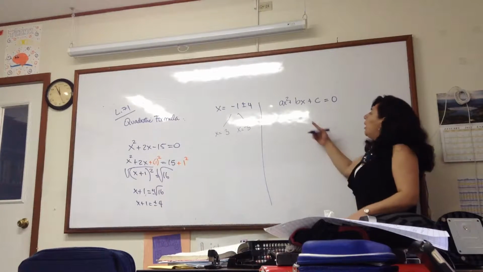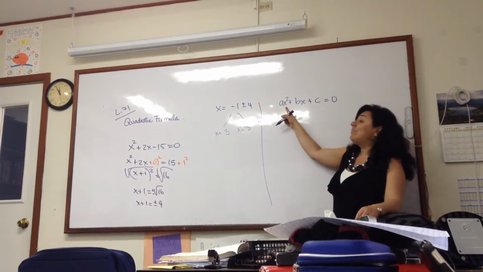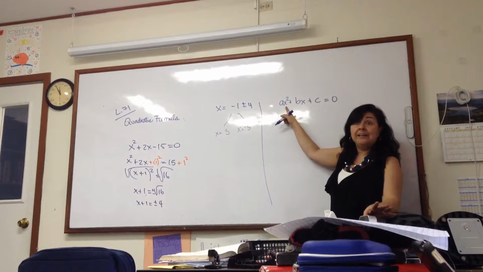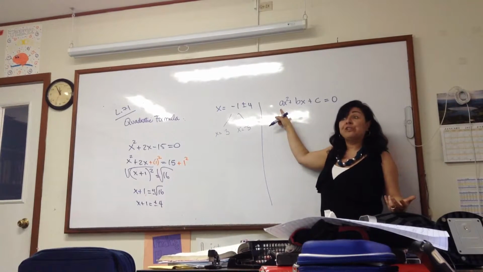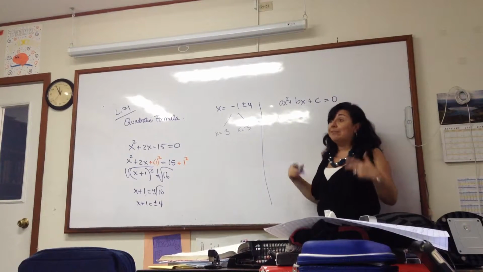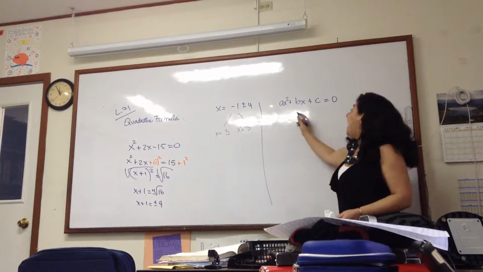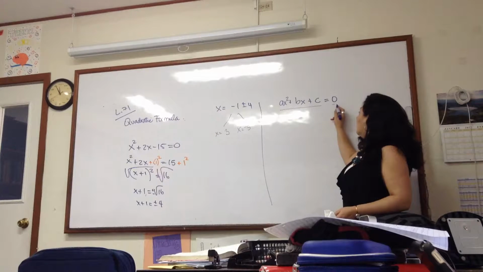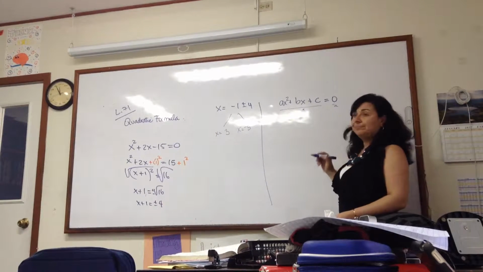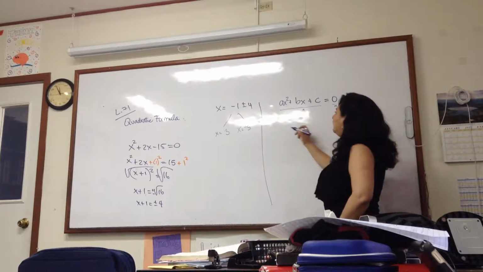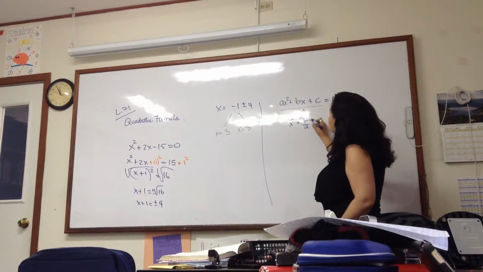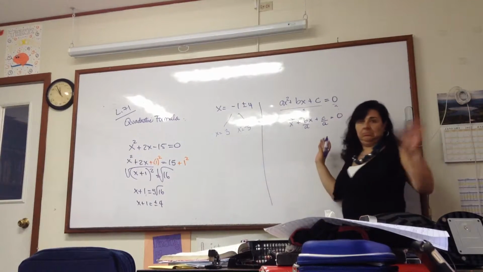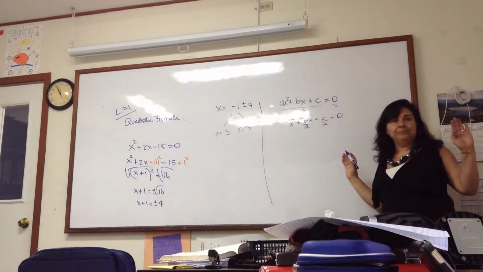Remember that you have to have this x squared by itself, because x squared has got to have a coefficient of 1. Right now it's got a coefficient of a, so I've got to get rid of it. So I divide the whole thing by a. What do I have? I have x squared plus b over a x plus c over a equals 0, because 0 divided by a is 0.